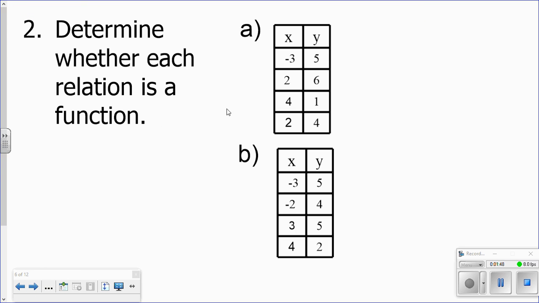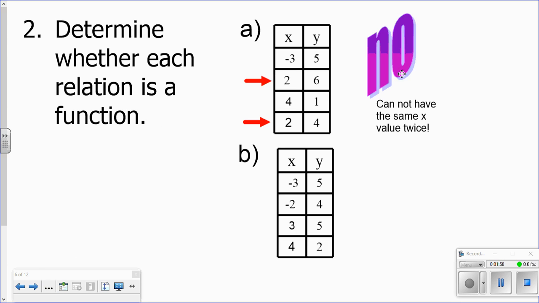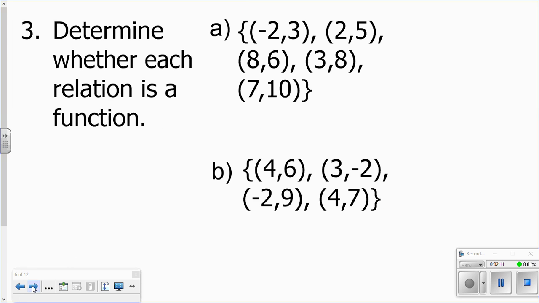In our table, looking at this first one, the x values, you see that the 2 is repeated with different y values, so that means it is not a function. In B, none of the x values are repeating, so it is a function. It doesn't matter if the y is repeating, it only matters if the x is.